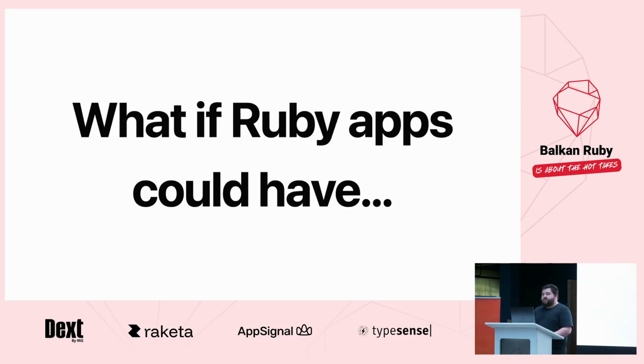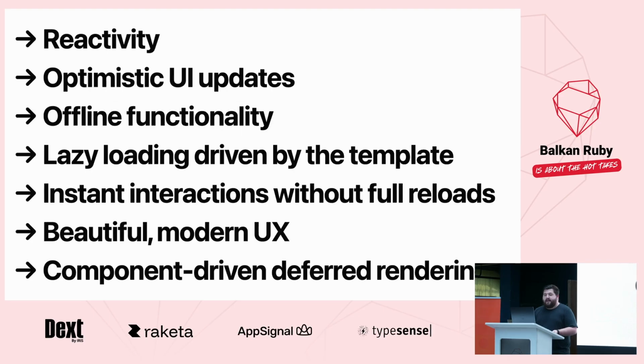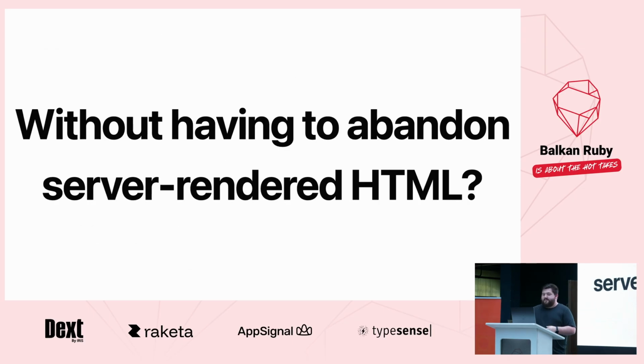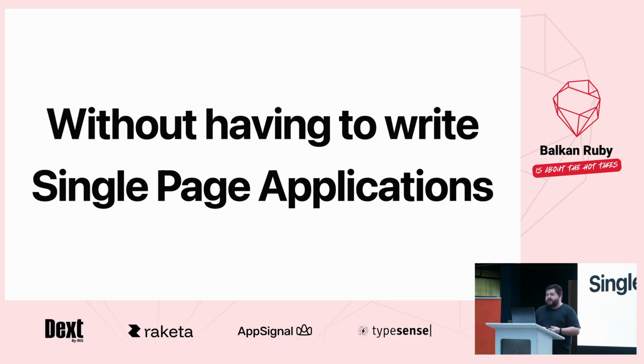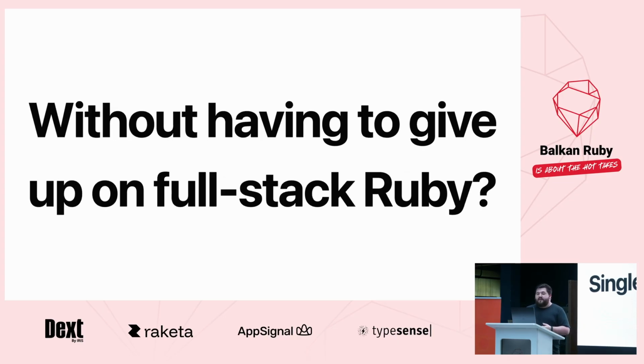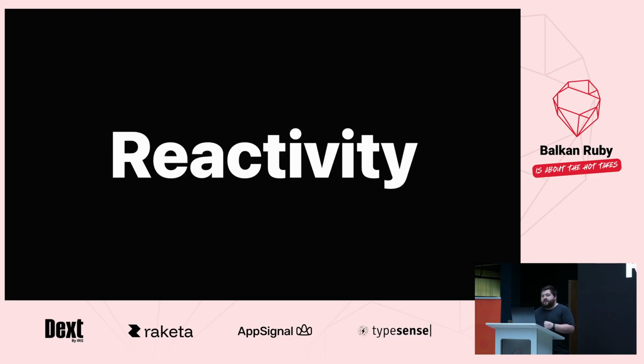And what if our Ruby apps could have all these nice features that single-page applications promise us, including the reactivity, optimistic UI updates, offline functionality, and all of these other nice feature sets they promise, without having to abandon our loved server-side rendered HTML, without having to write these single-page applications, and without having to give up the full-stack Ruby, which we all know and love. And that's kind of where reactivity comes in.